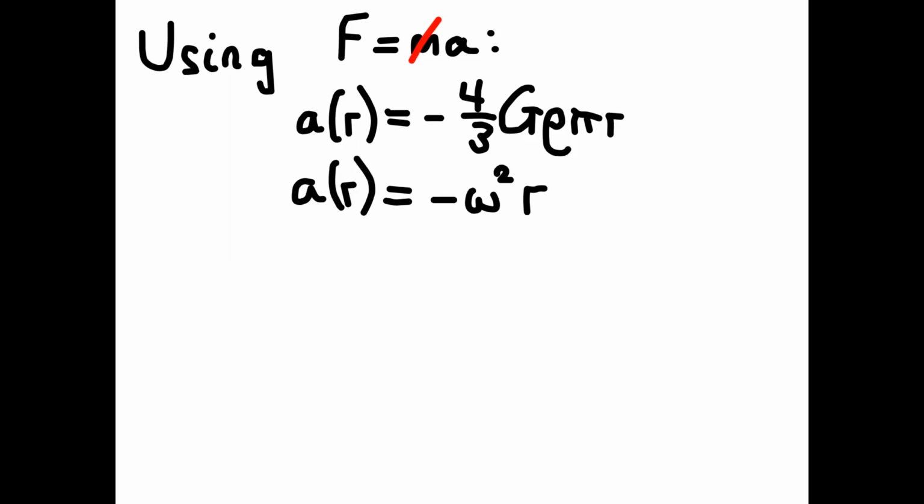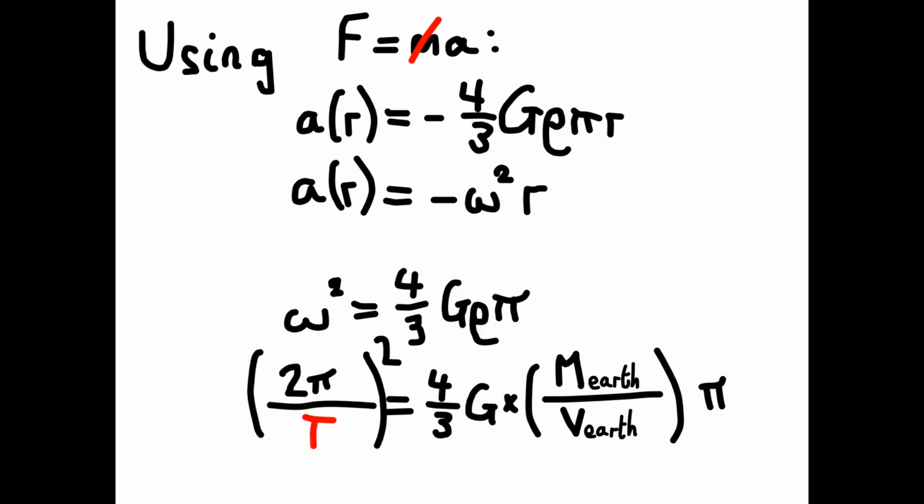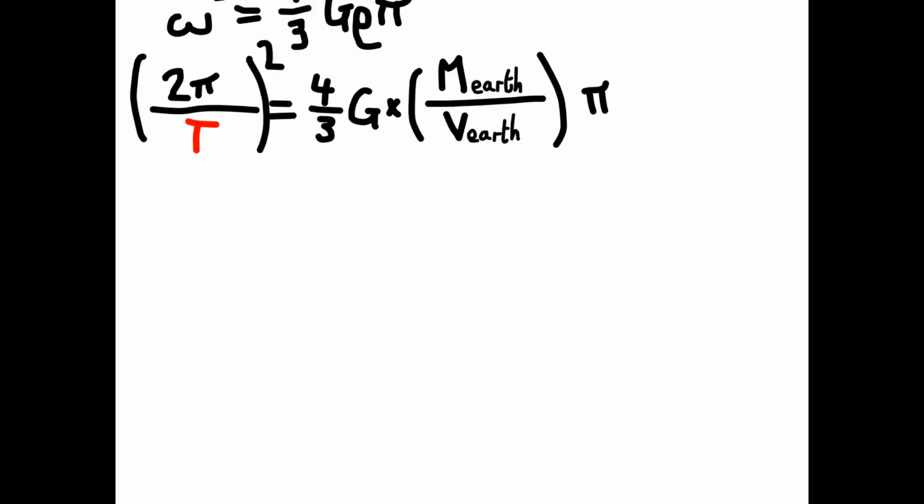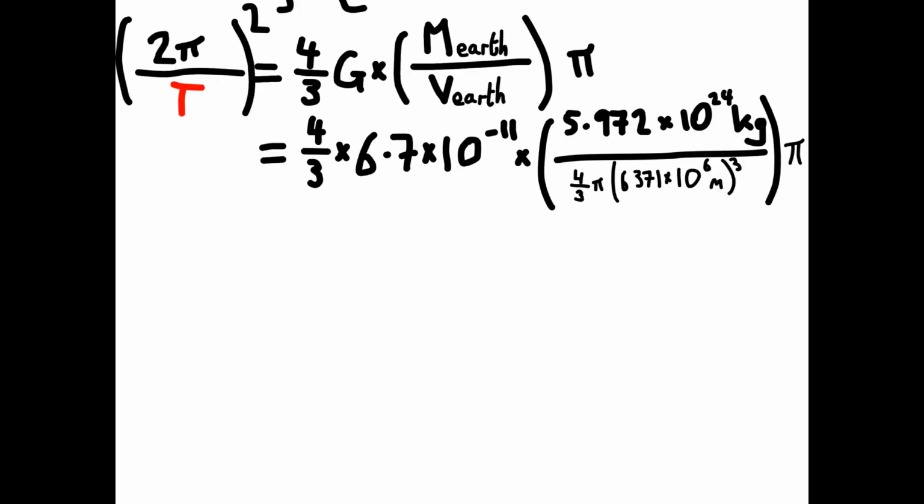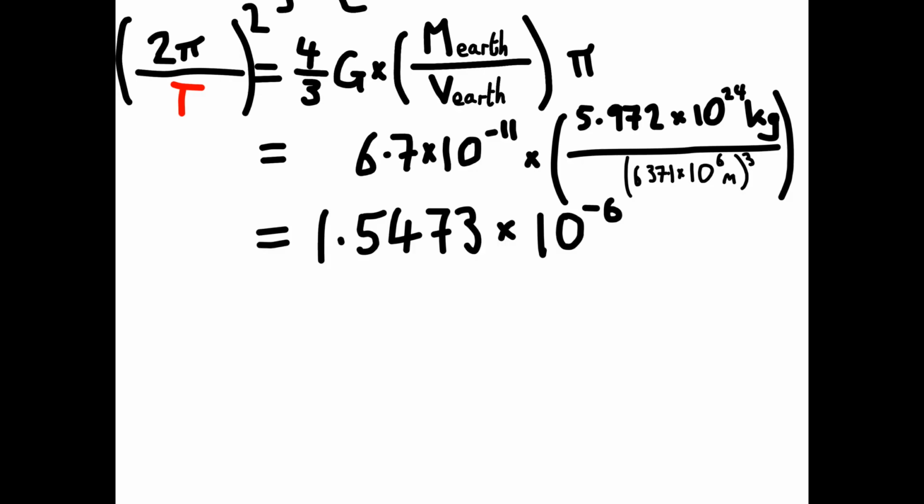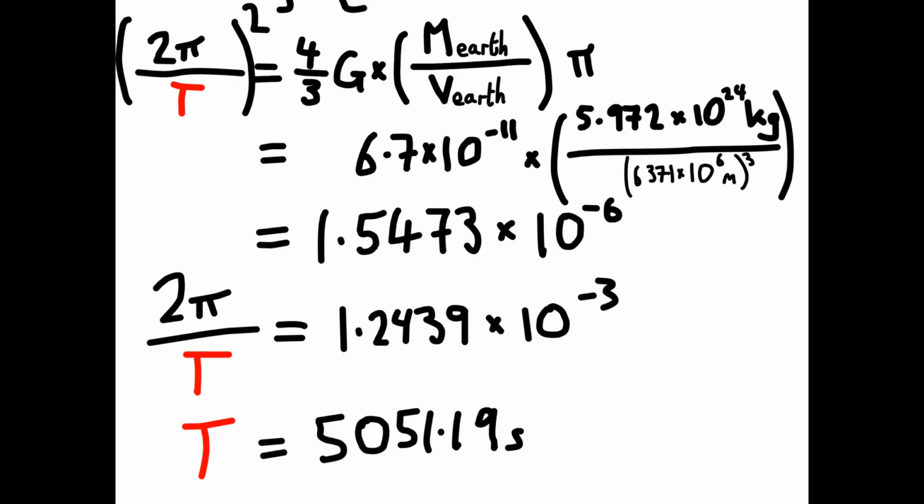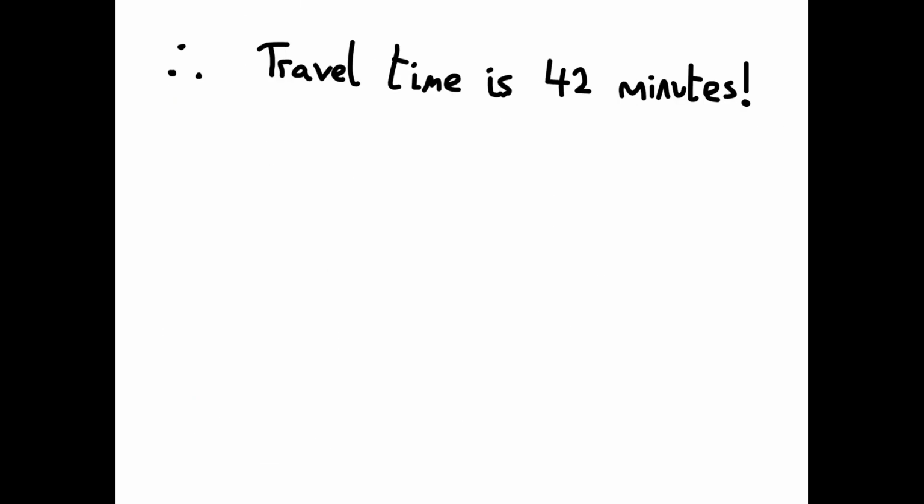We can therefore use our SHM equations to find the time taken for the journey. Omega squared will be equal to 4 over 3 g rho pi, where omega squared is equal to 2 pi over the time period, and rho is the mass of Earth divided by its volume. We can sub in true values for the mass and volume of the Earth in terms of its radius, then cancel the 4 over 3's and pi's. If we churn through the math and rearrange for t, we get a period of roughly 84 minutes, giving us a journey time of 42 minutes, which is pretty good.